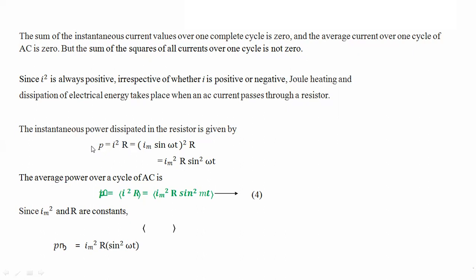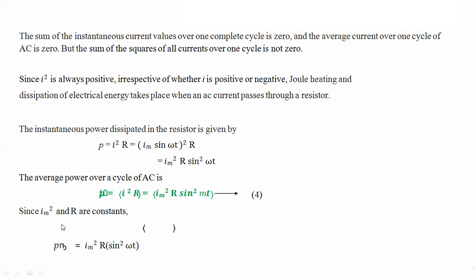So the instantaneous power at any instant of time is P is equal to I square R. Now we know I is nothing but Im sine omega t. So its square becomes Im square sine square omega t, into R. So it becomes Im square R sine square omega t. Now the average power over a complete cycle of AC is P average is equal to I square R, which is equal to Im square R sine square omega t.